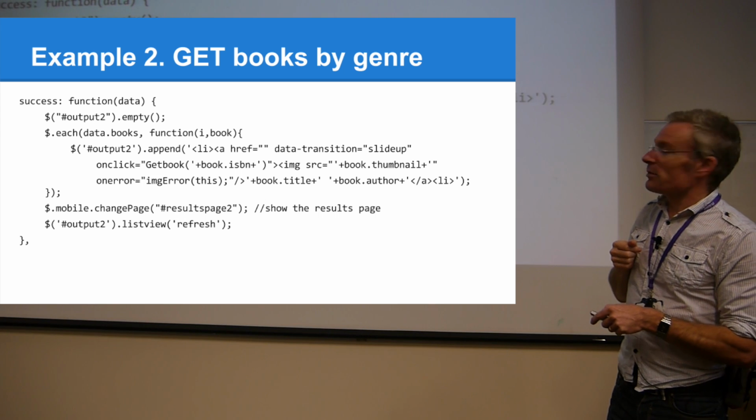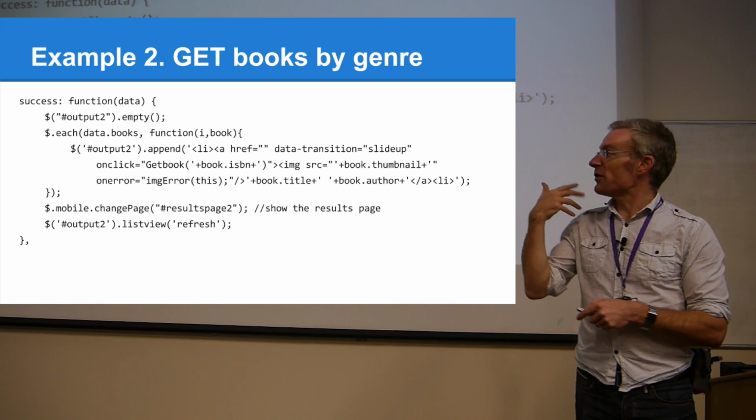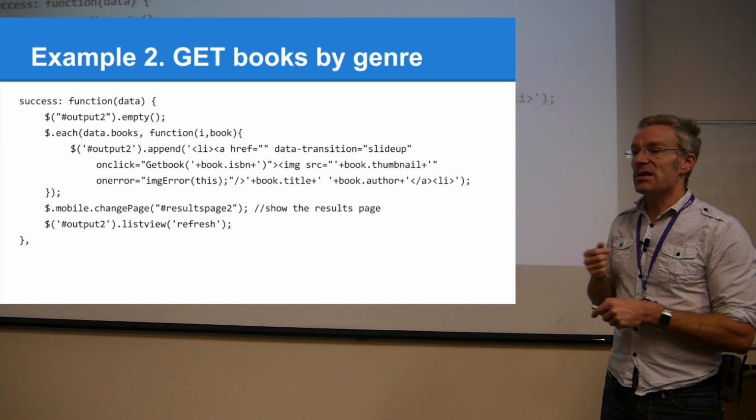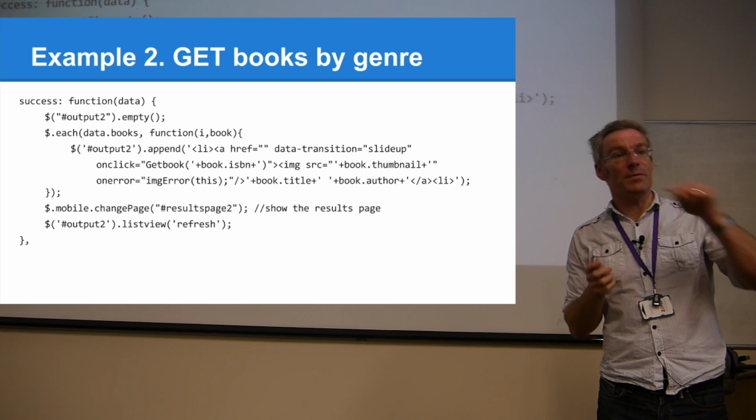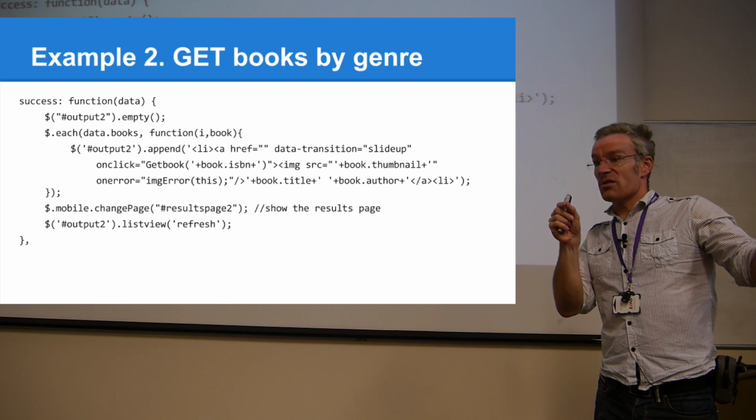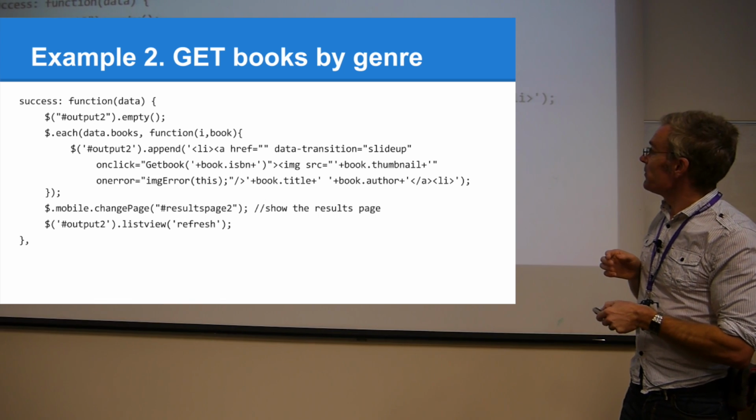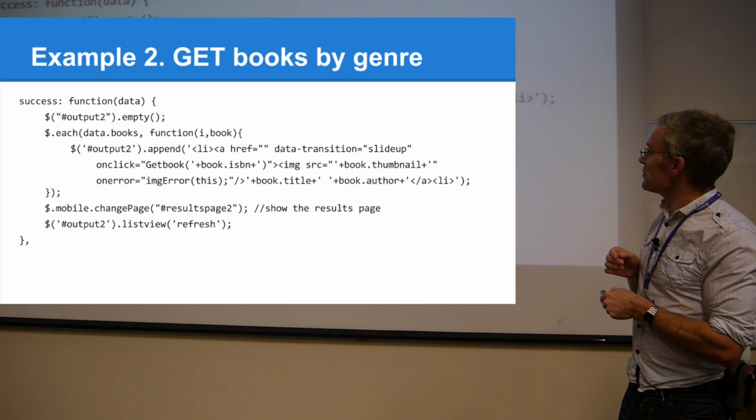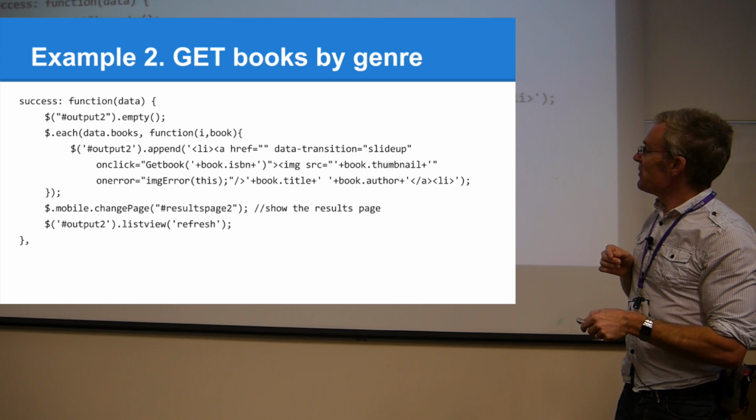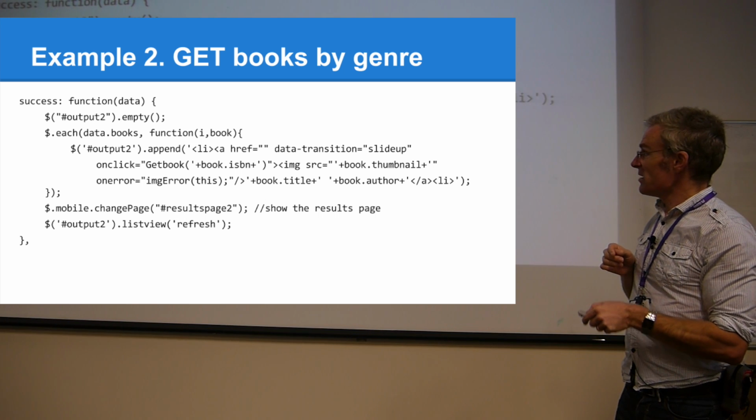And this is the same, look, slide up, onClick, get books. When I click again, I'm going to have a function called getBook, and I'm passing the ISBN number, because if you remember the next page, the URI requires the ISBN number, doesn't it? To pull out the right book details. So I'm passing the ISBN number this time. Source equals book thumbnail, onError, image error this. Now, we'll come to that in a minute.